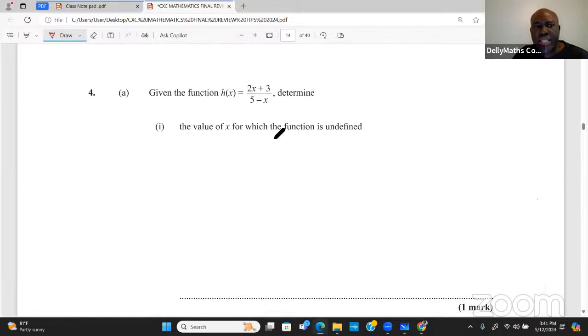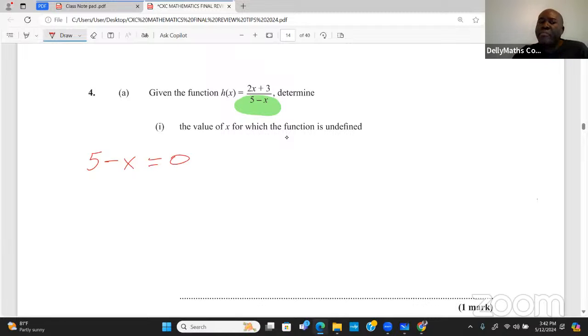All right, so a typical question 4 could be a function question. It says here, given that h of x is equal to 3x plus 3 all over 5 minus x, we want to determine, 1, the value of x for which the function is undefined. The moment we speak of a function being undefined, it's going to be a rational function, one in which the denominator cannot be 0. There will have to be some variable in our denominator. So we're going to take the denominator.